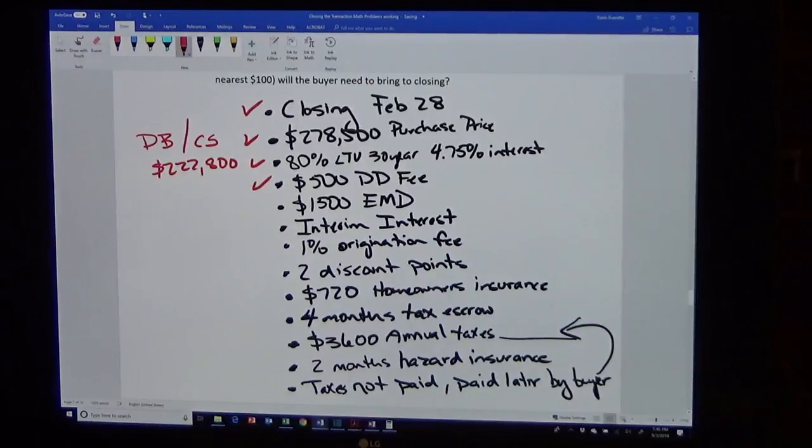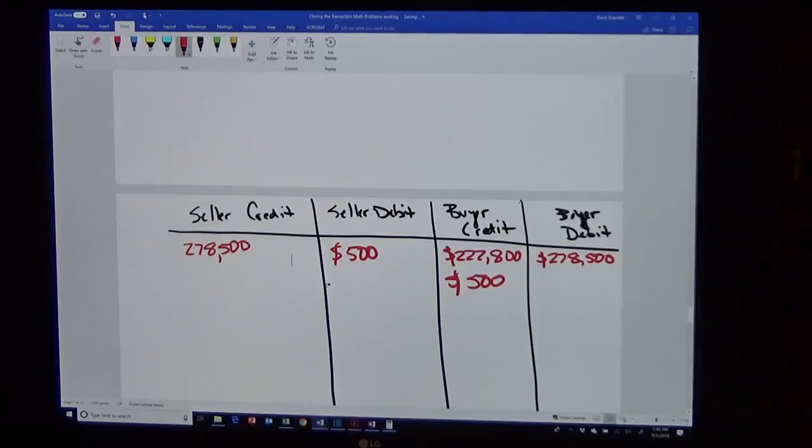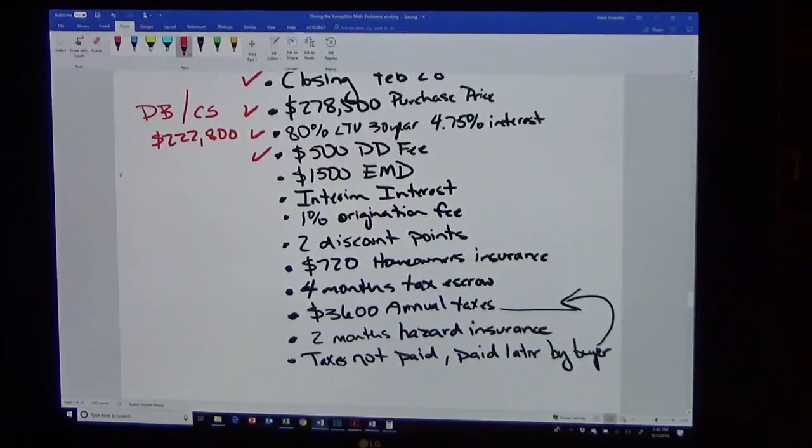Now we've got the $1,500 earnest money deposit. With a $1,500 earnest money deposit, again, we don't need to do any math whatsoever. We just need to scroll down and put it in our worksheet here. A $1,500 earnest money deposit is going to be credited to the buyer. It doesn't do anything at all on the seller side because the seller didn't get that money in advance. So that's all we need to do with the earnest money deposit.